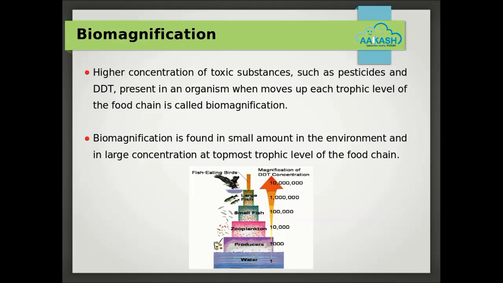Biomagnification. The process by which higher concentrations of toxic substances such as DDT in the tissues of organisms move up to higher trophic levels of the food chain is called biomagnification. Biomagnification is found in small amounts in the environment and in high concentration at the topmost trophic level of the food chain. The diagram shows how toxic substances reach organisms higher up the food chain.